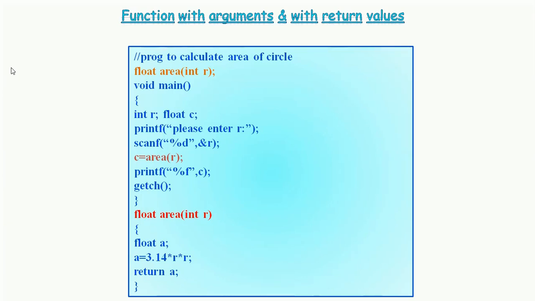When the area function is called, the control of program goes to the area function and the code of area function will execute. And after executing, the area function is giving output to the main function, is returning value to the main function. So the value that the area function returns is stored in variable c. So in next line we are printing the value that is returned by the area function.